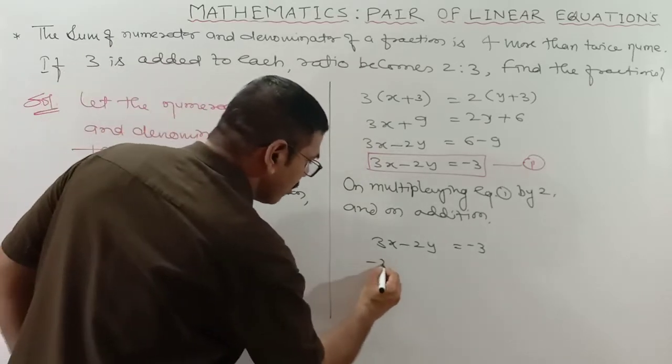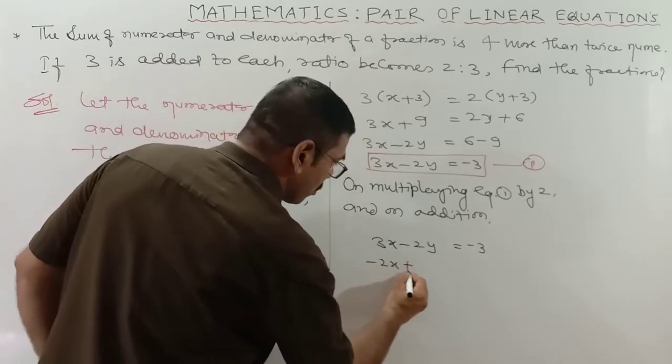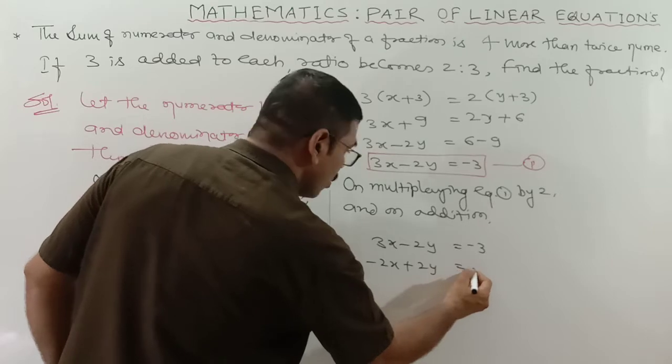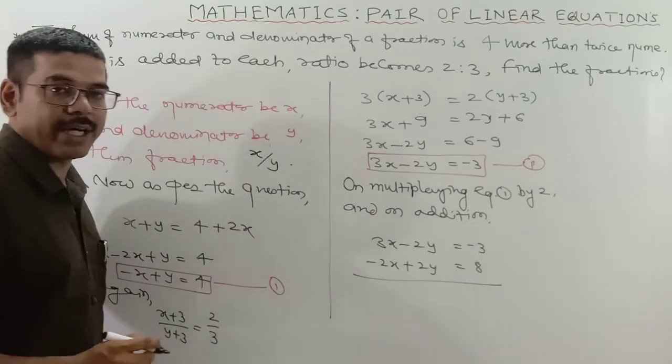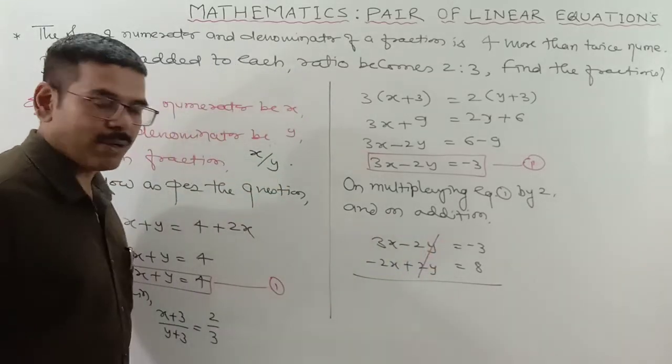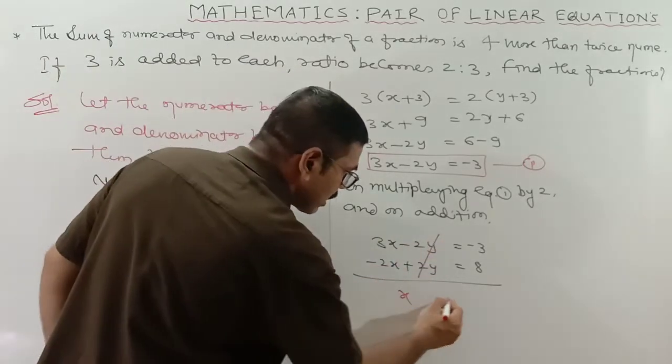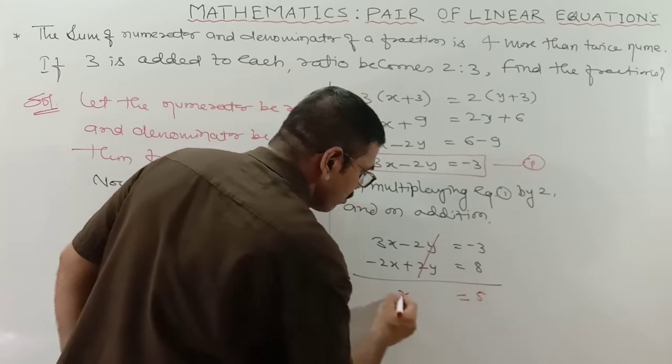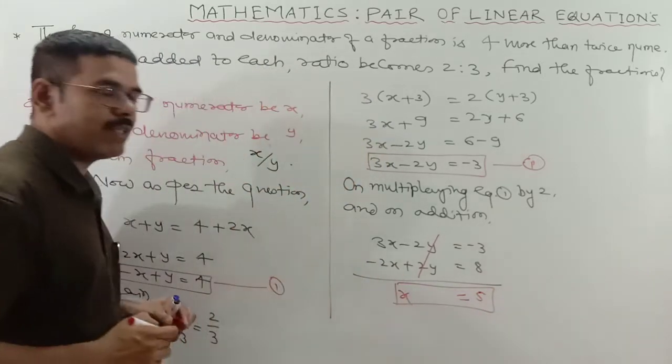It will become minus 2x plus 2y is equal to 8. Okay. So now we are just adding. This will cancel out, 3x minus 2x is x, and this is 5. So x is equal to 5, we received.